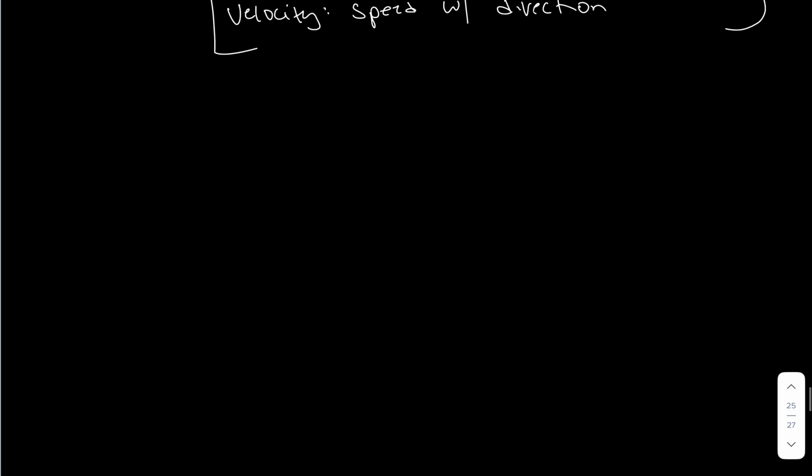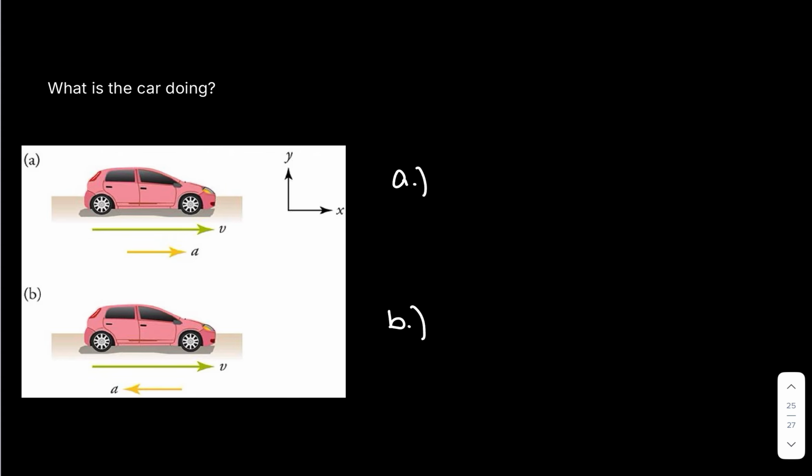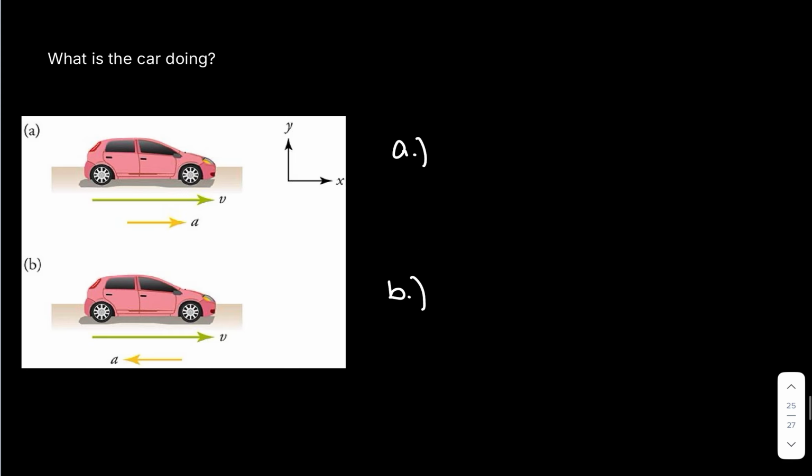All right, let's move on to a different problem. So here we have a car. We have two options. We have a car with the velocity and acceleration arrows pointing to the right, and then option B, the velocity is pointing to the right, acceleration is pointing to the left. And I want to know, what is the car doing in both pictures. So go ahead, pause the video, try it on your own, and then we'll come back and do it together.